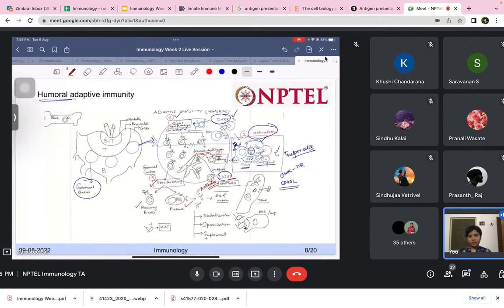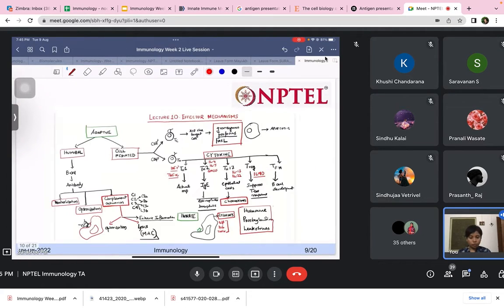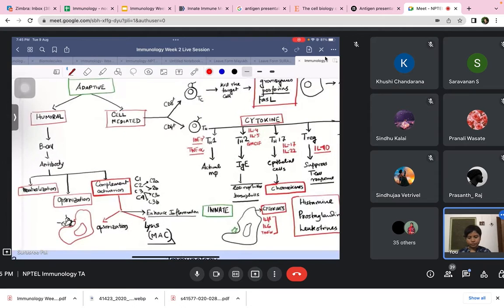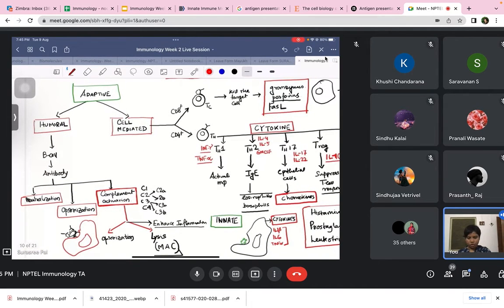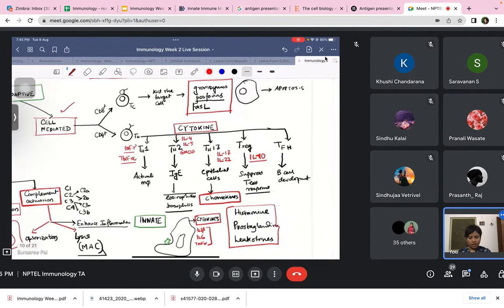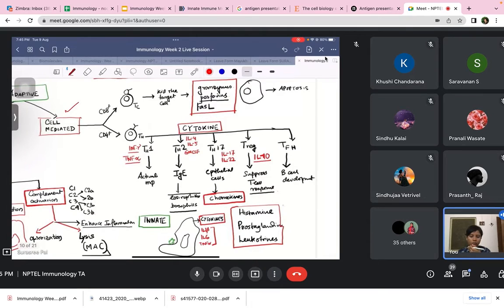So what are these effector functions? That also we will go through once, just very briefly. Here you can see there are two arms of this adaptive system, humoral and cell mediated. In cell mediated immunity, there are two types of T cells: the cytotoxic T cell, which produces the CD8 receptor, and the helper T cells, which produce the CD4 receptor.